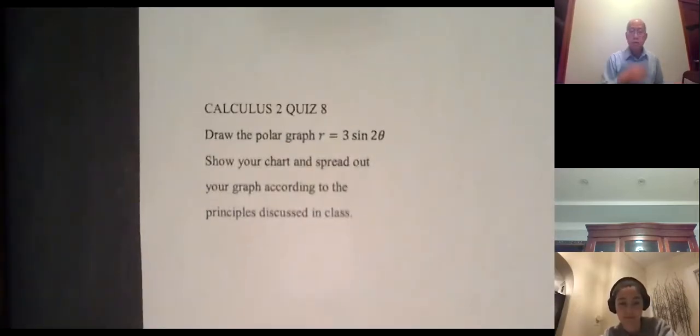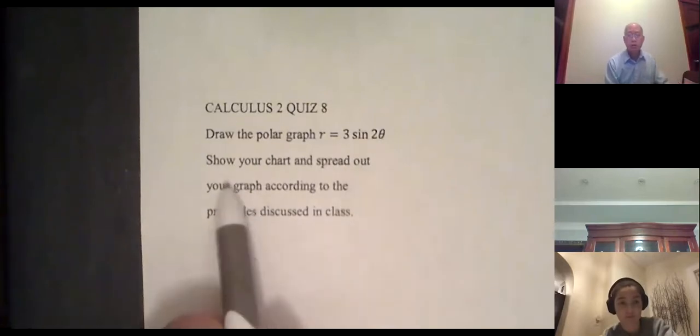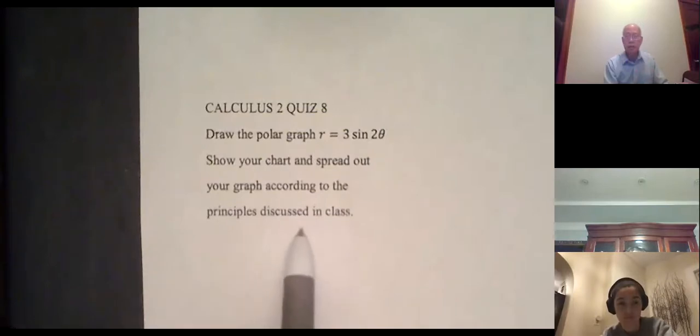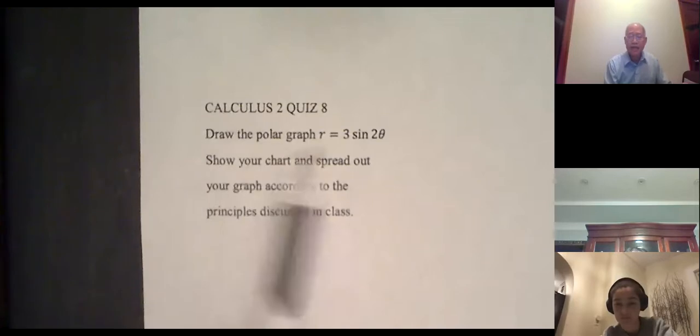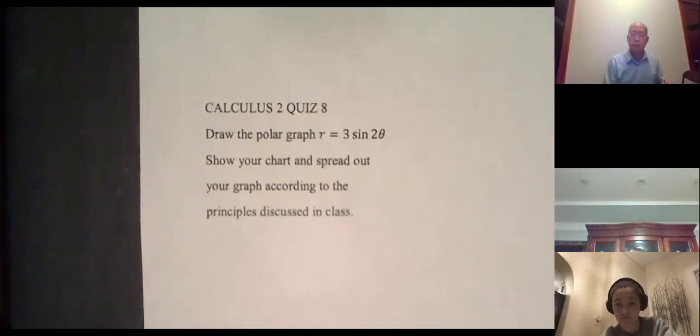Okay, very simple. Draw the graph of r equals 3 sine of 2 theta. R equals 3 sine of 2 theta. Show your chart. Spread out your graph according to the principles discussed in class. So I'll talk a little bit more about that. What is the maximum r in this case? You don't have to blurt it out. It should be pretty obvious. And we did some problems already with that.